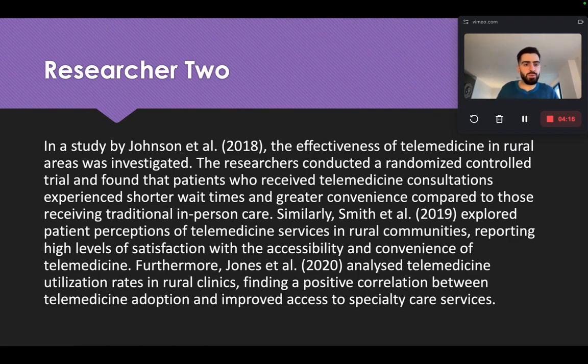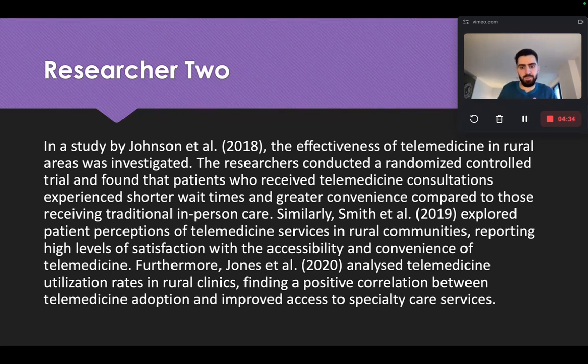Researcher two, I'll just give you probably 30 seconds to read this example, and then let me know what you think. So anyway, not to make this long, awkward silence.